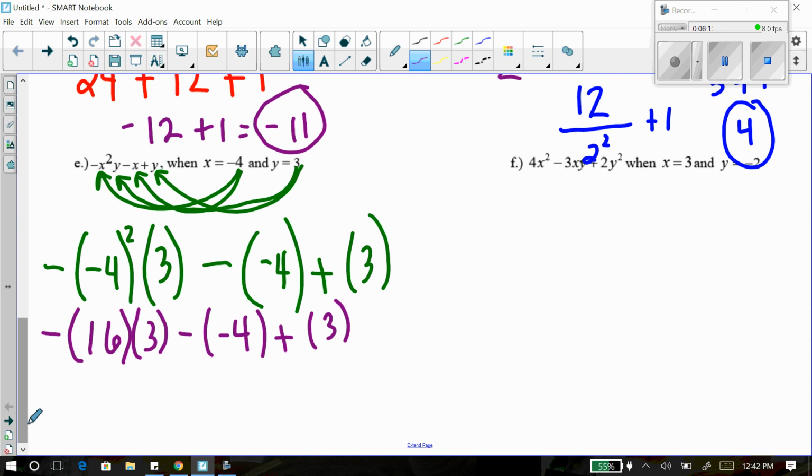Now we're going to do multiplication left to right. So remember, this is for like a -1 there. So -1 times -15 times 3 gives me a -48. Here, I'm just going to simplify my signs. I'm going to make that a plus because remember, negative is a positive.